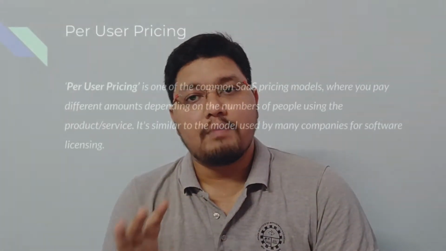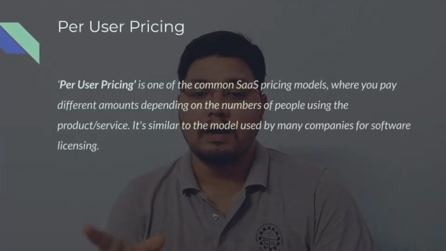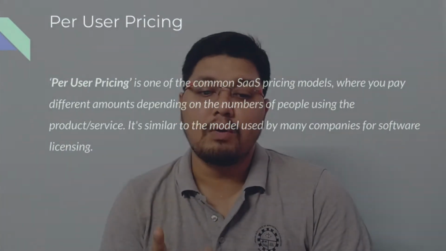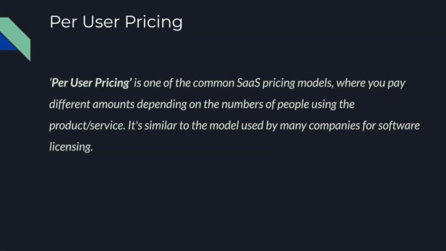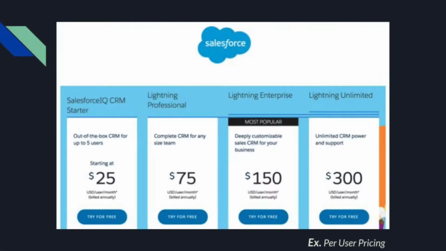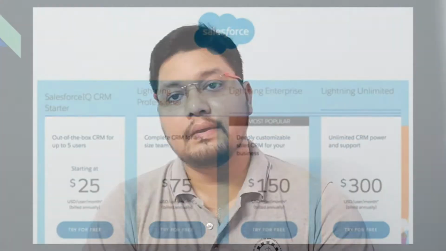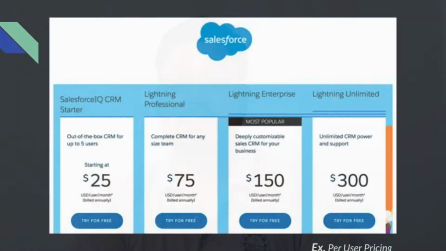Now we will start with the pricing model per user pricing. This is one of the common SaaS pricing models where you pay a different amount depending on how many people are using that particular product or service. It's similar to the model used by many companies for software licensing. Here you can see Salesforce, they have multiple different category products and they are also using the per user pricing model over here.